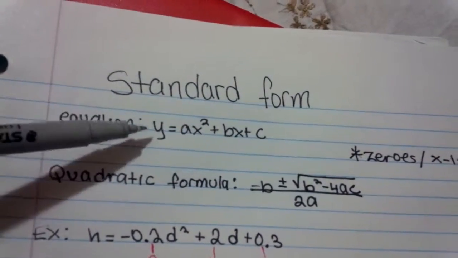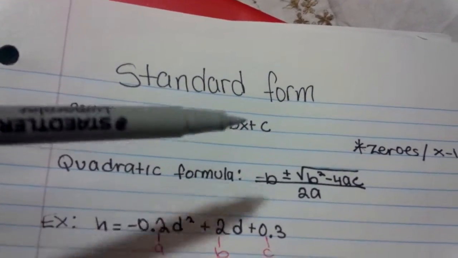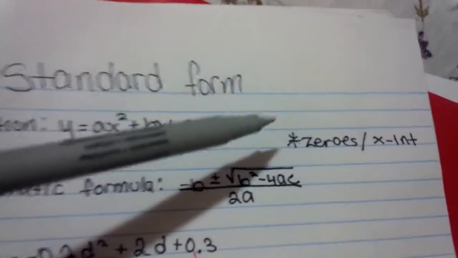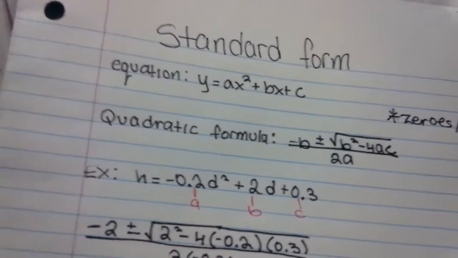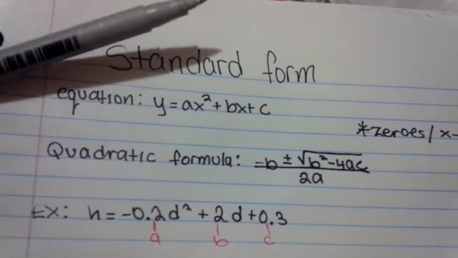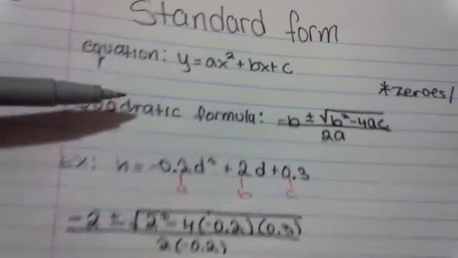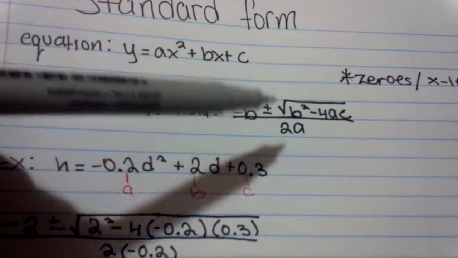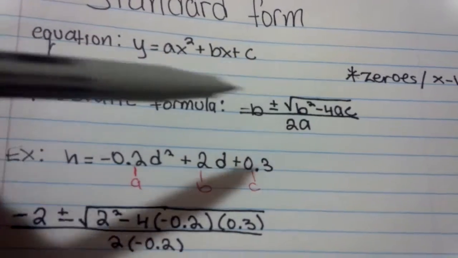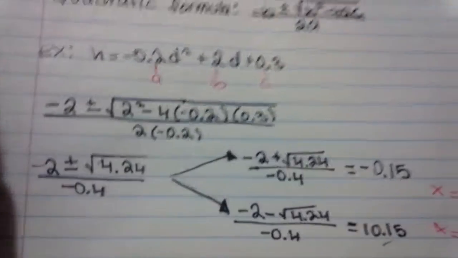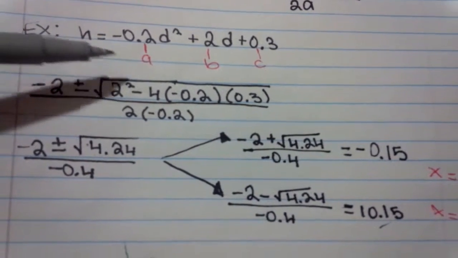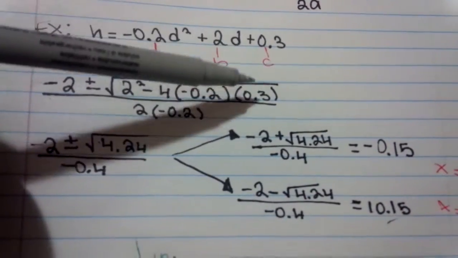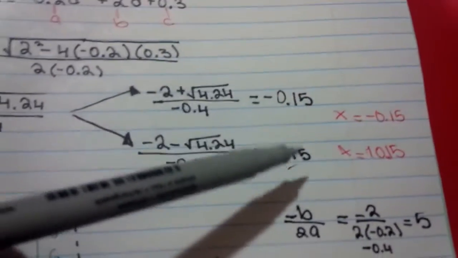The standard form equation is y equals ax squared plus bx plus c. And in this case, it's similar to the factored form equation because in both of them, we're finding the zeros or x-intercepts first. But in factored form, the x-intercepts are given to you. In standard form, you have to find them using the specific formula, which is the quadratic formula, which is negative b plus or minus the square root of b squared minus 4ac, divided by 2a. The example that we used, we substituted for it. So negative 0.2 was a, 2 was b, and 0.3 was c. We solved for it and we got our two x-intercepts.